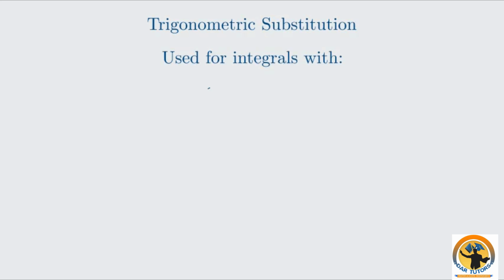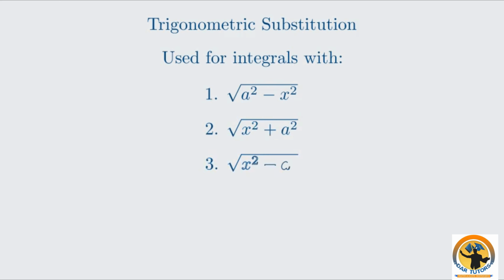Sometimes, a direct substitution doesn't work, and we need a more advanced technique. This is where trigonometric substitution comes in. Trigonometric substitution is used for integrals containing expressions like the square root of a squared minus x squared, the square root of x squared plus a squared, or the square root of x squared minus a squared. The goal is to use a trigonometric identity to eliminate the square root.